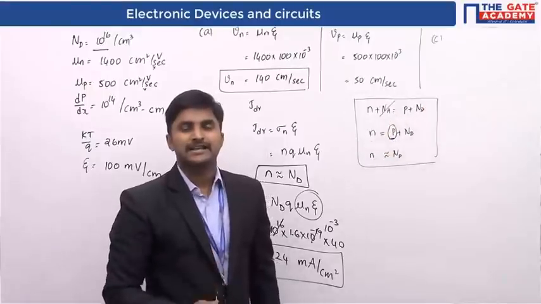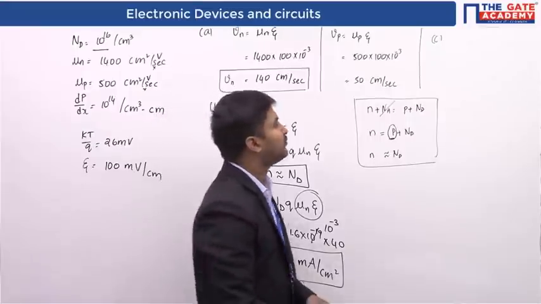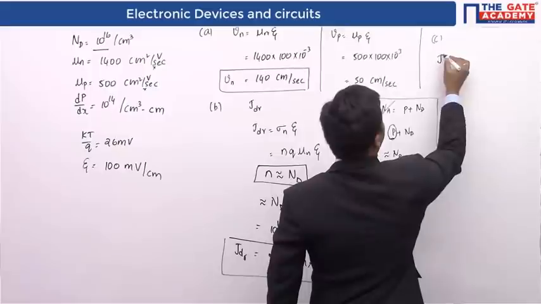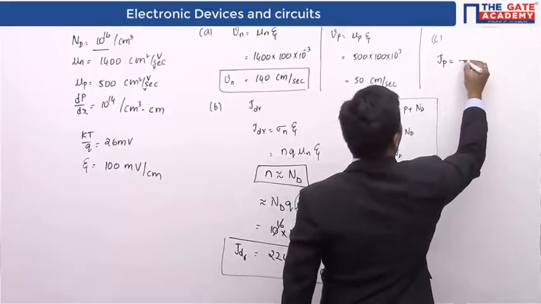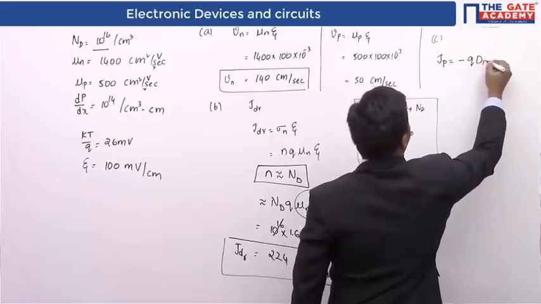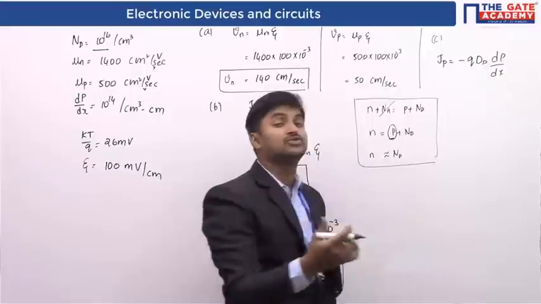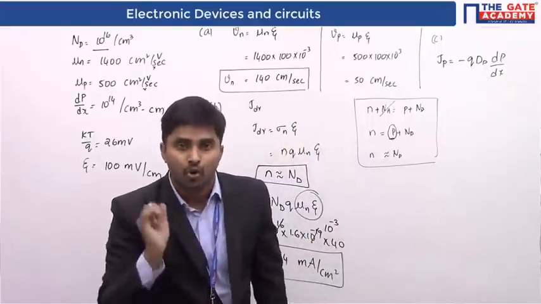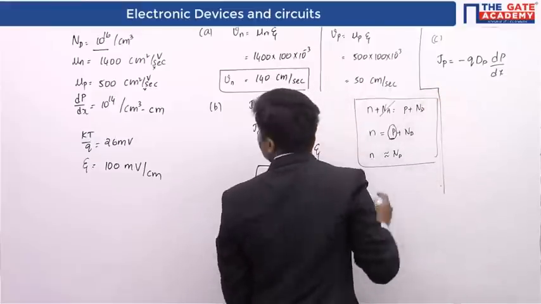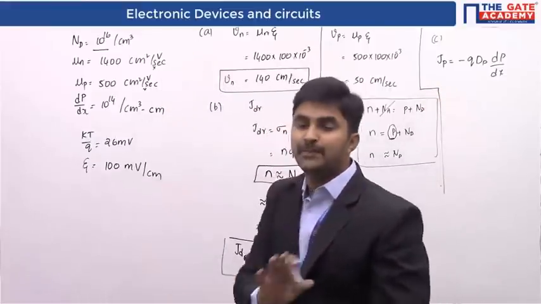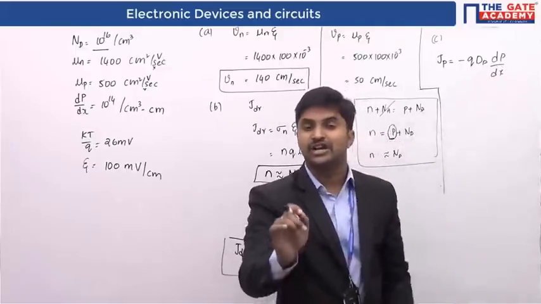The third part is the hole diffusion current density. We have to find out the hole diffusion current density. What is the hole diffusion current density formula? Jp diffusion current density is going to be equal to minus q Dp dp by dx, where Dp is nothing but the diffusion constant or diffusion coefficient of the holes. Here Dp is not given. q we know, Dp we don't know, dp by dx is already given in the question.